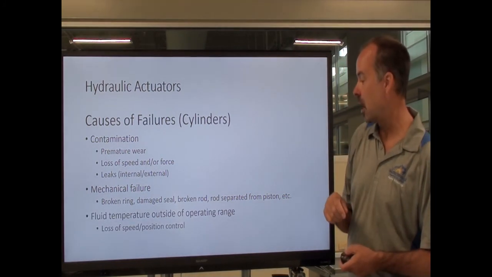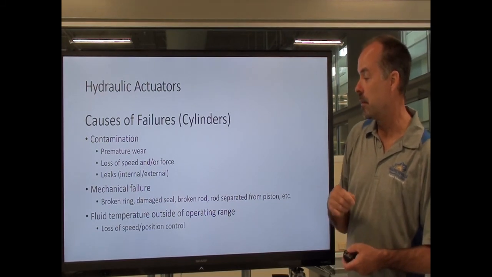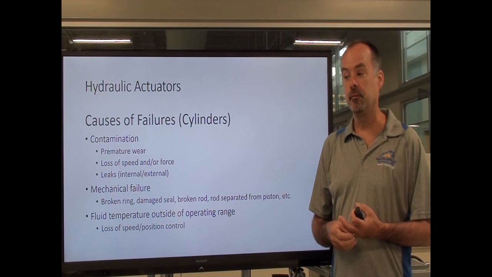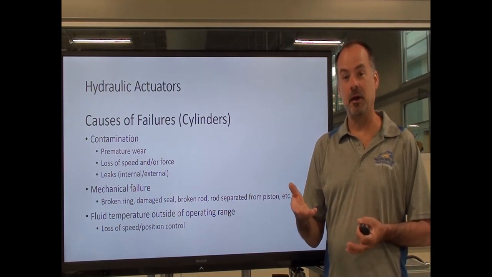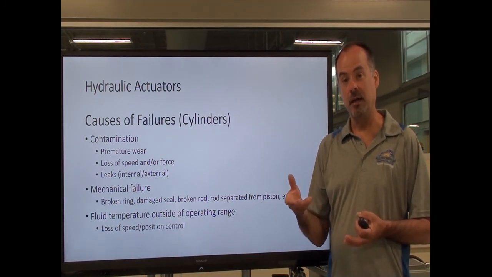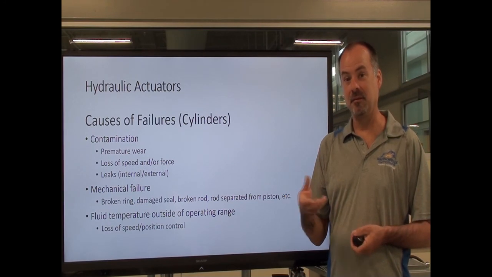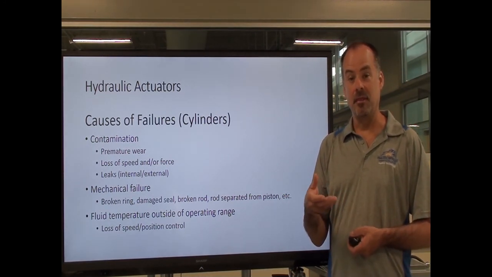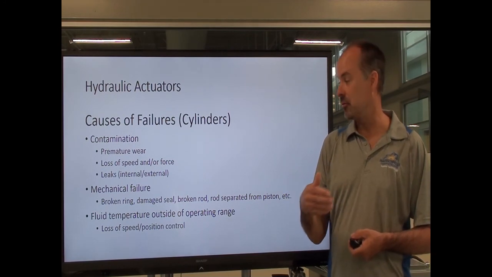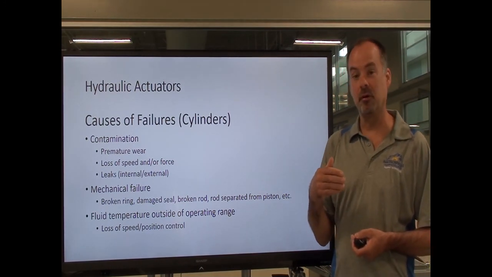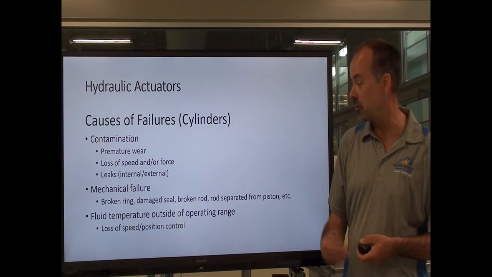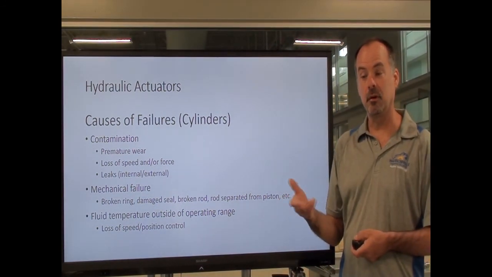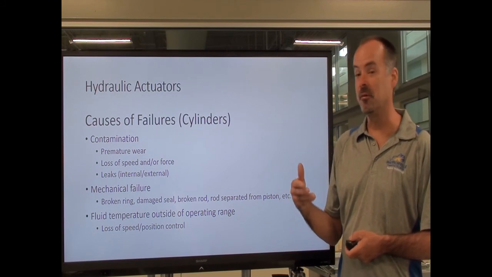Fluid temperature outside of operating range. Hydraulic fluid or hydraulic oil has an ideal operating range. If you start getting too hot, it could get too thin compared to the design specs for the piece of equipment you're working on, and thinner oil will move faster, so you could actually lose speed control of your actuators or your cylinder if the temperature was too hot. If it was too cold, the cylinder may not move fast enough.